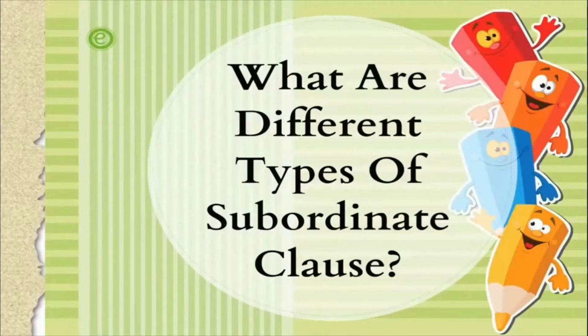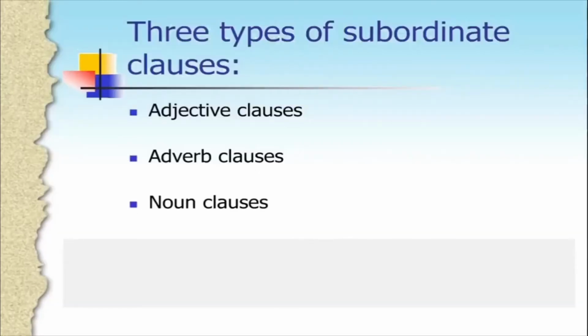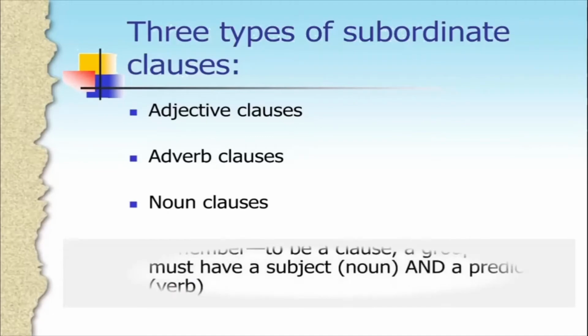Let us move on to see what are the different types of subordinate clauses. I told you there are 3 types of subordinate clauses that we will study in today's lesson. The 3 types are adjective clauses, adverb clauses, and noun clauses. Simple: adjective clauses, adverb clauses, and noun clauses. Now let us move on and check out each one of them.